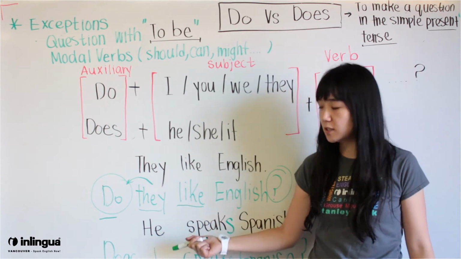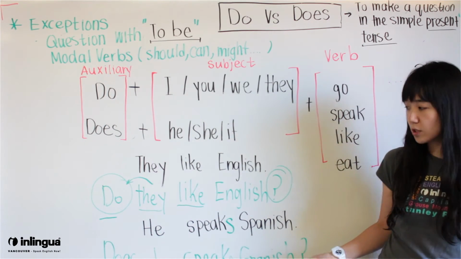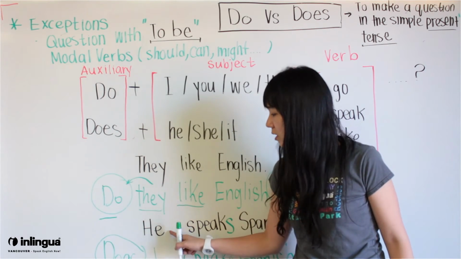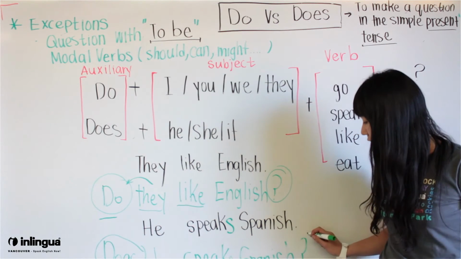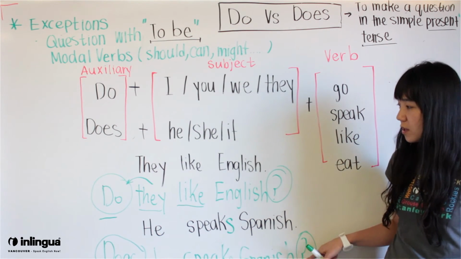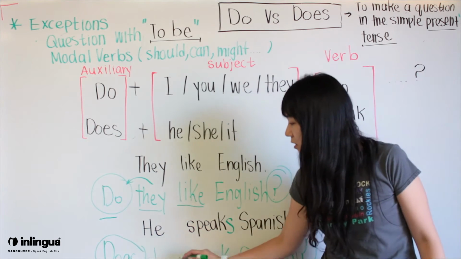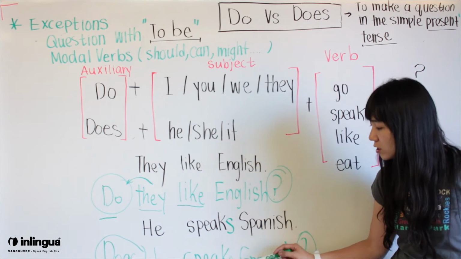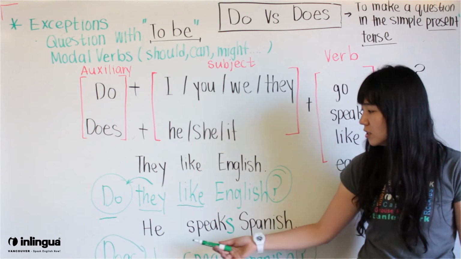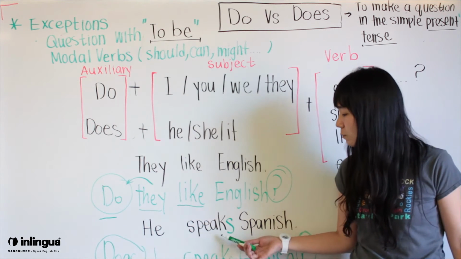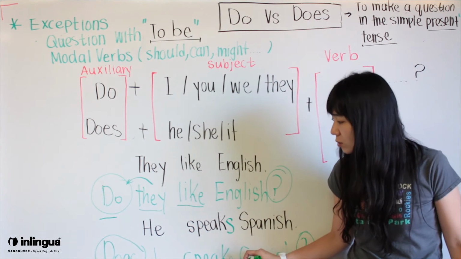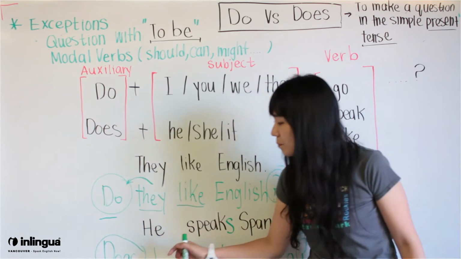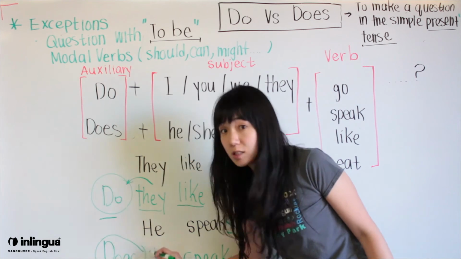So, the affirmative sentence is, he speaks Spanish. The question, you just add does, the auxiliary verb does, because the subject is he, and then you add the question mark. The only difference is, with the third person singular, he, she, or it, in the question form you omit the S. So as you can see in this affirmative sentence, he speaks Spanish. When you make it into a question, you do not put the S on the verb. You drop the S because you have the auxiliary does.